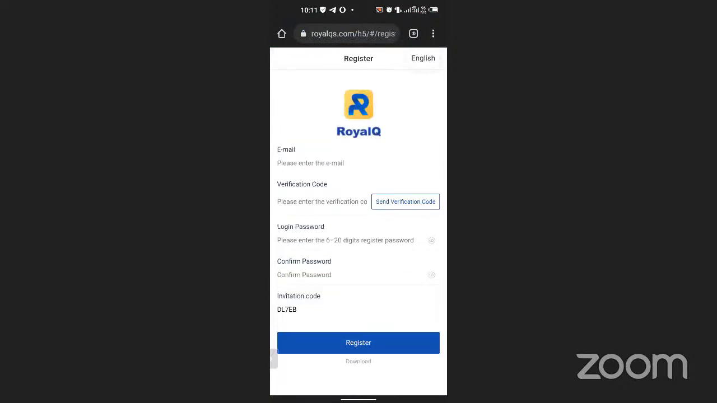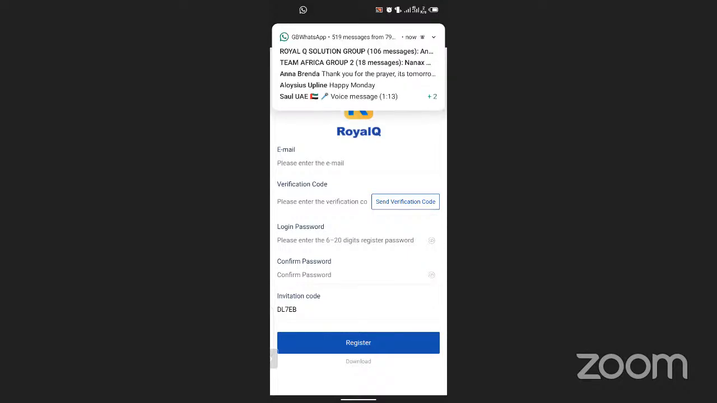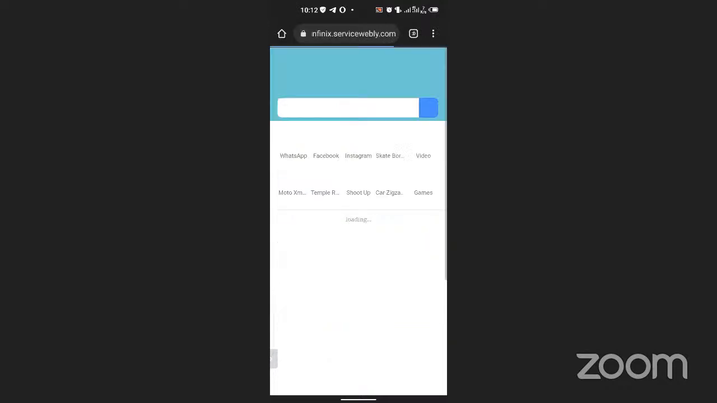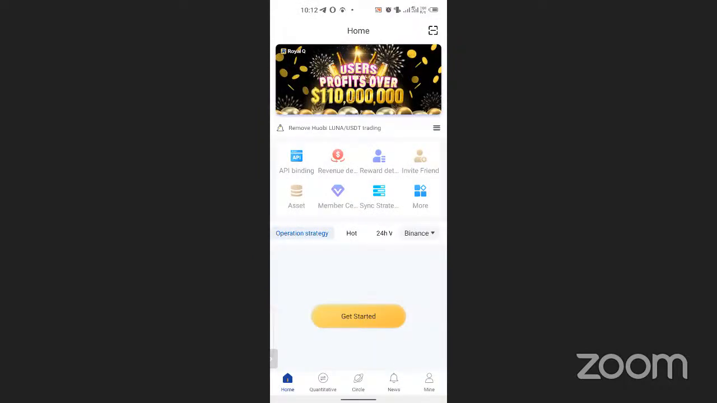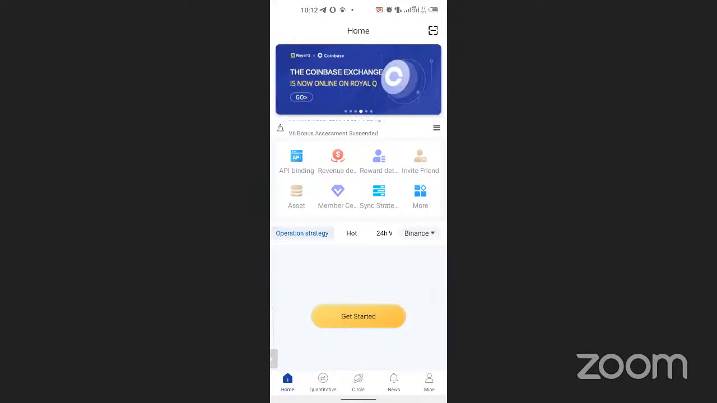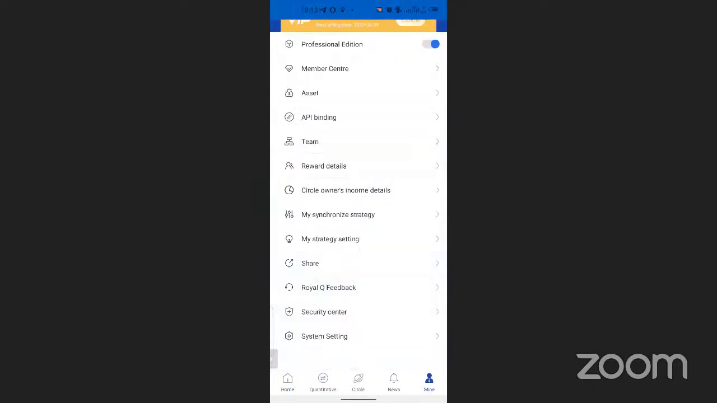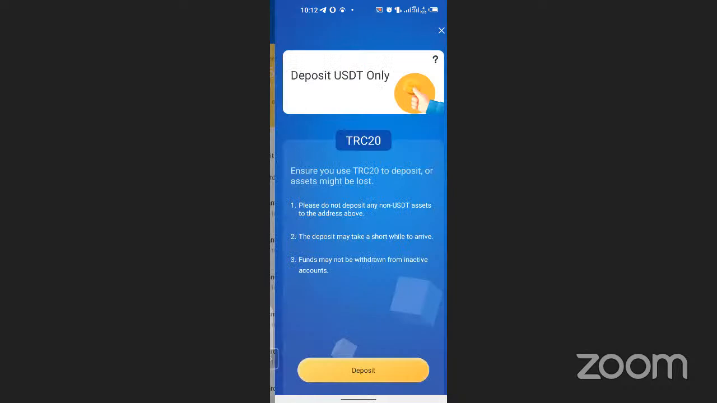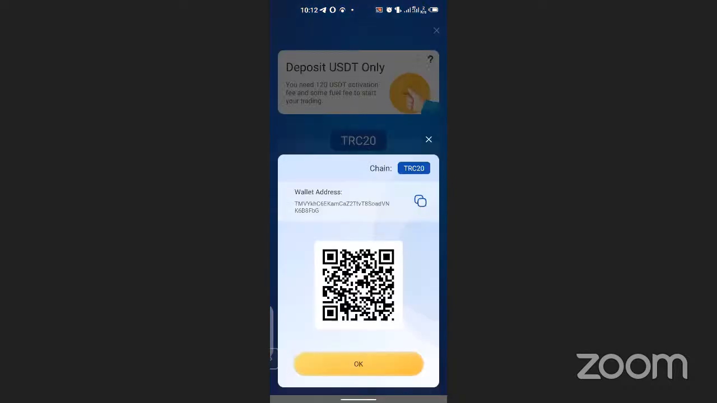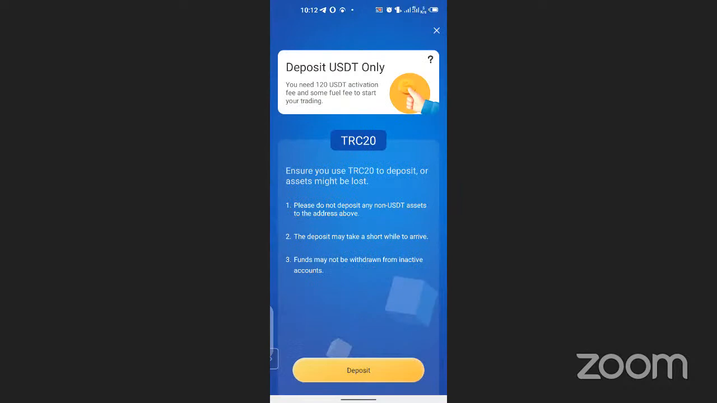So when someone taps on their link for the very first time, Royal Q says it has a new registration experience, but I don't want to register, you know. Let me just go to the app. Make sure you have the latest version. The deposit experience I've seen when I was trying to register someone is an amazing experience. So here you go, deposit, copy the wallet address. It's an amazing experience.